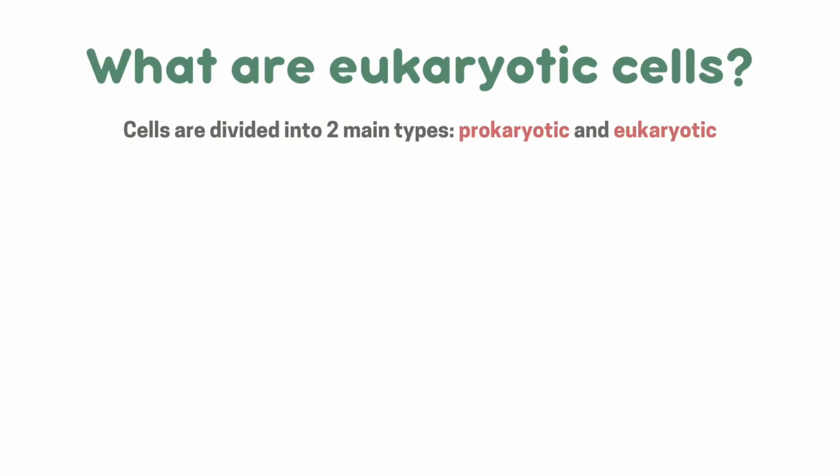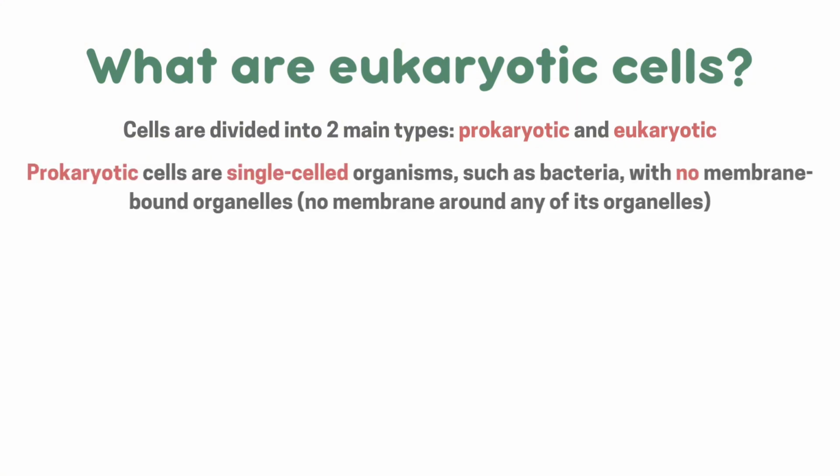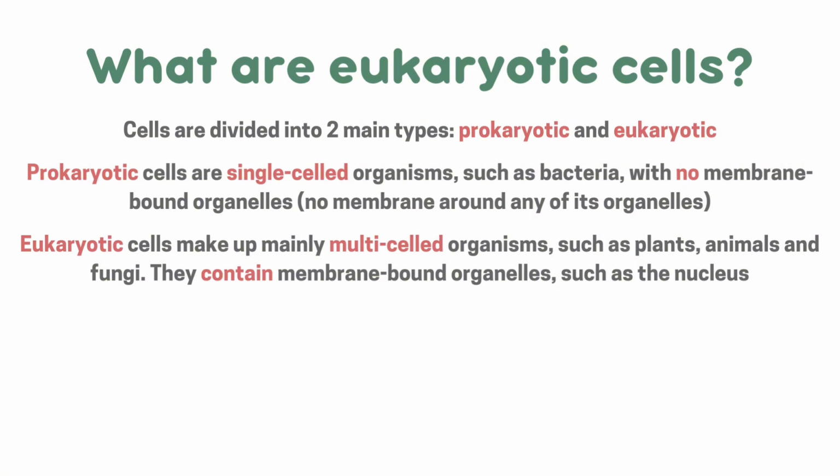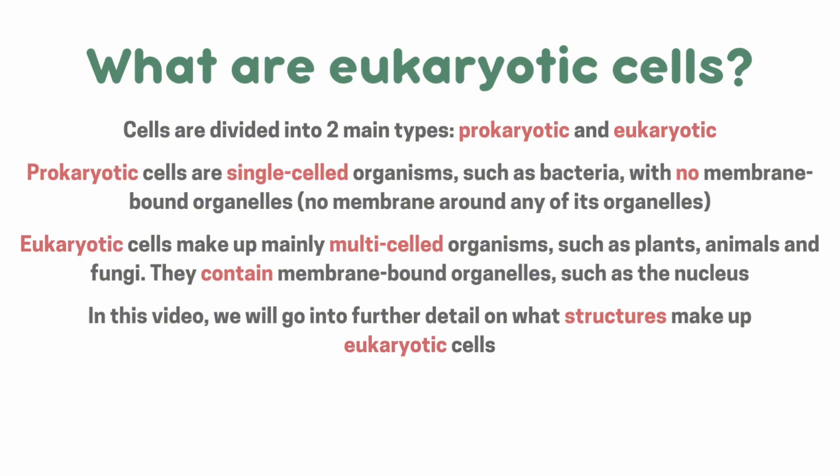Cells are divided into two main types, prokaryotic and eukaryotic. Prokaryotic cells are single-celled organisms, such as bacteria, with no membrane-bound organelles. This means there are no membranes around any of its organelles. Eukaryotic cells make up mainly multi-celled organisms such as plants, animals and fungi. They contain membrane-bound organelles such as the nucleus. They also contain non-membrane-bound organelles, like ribosomes. In this video we will go into further detail on what structures make up eukaryotic cells.